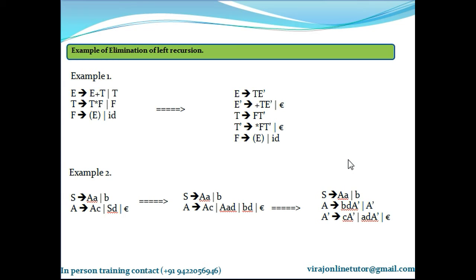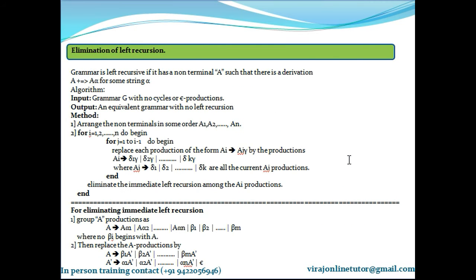So all the productions which start with the symbol on the left hand side belong to A alpha 1, A alpha 2, A alpha 3, A alpha 4 till A alpha n. I'll show you the formula. It's very easy. So all the productions which start with the symbol on the left hand side are grouped together, and all the productions which do not start with the symbol on the left hand side are clubbed together. So beta 1, beta 2, beta 3, beta 4 till beta m do not start with A. And to remove this immediate left recursion, I have to replace this with this formula.